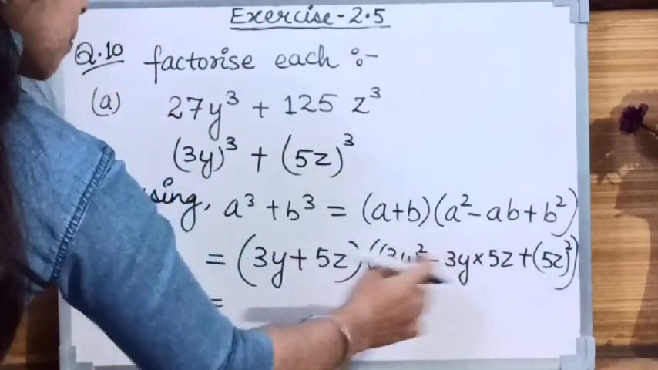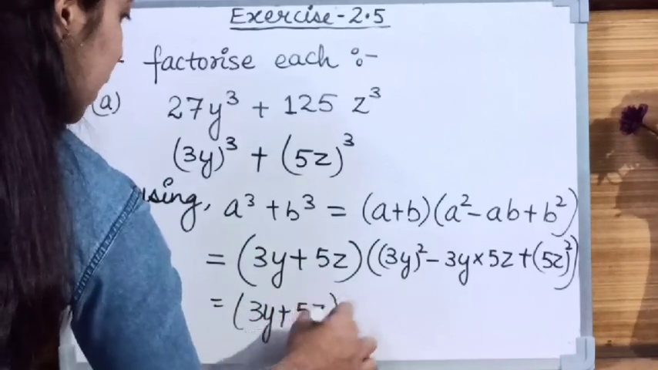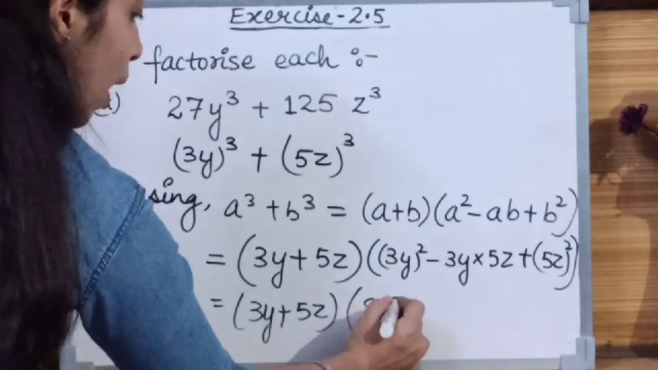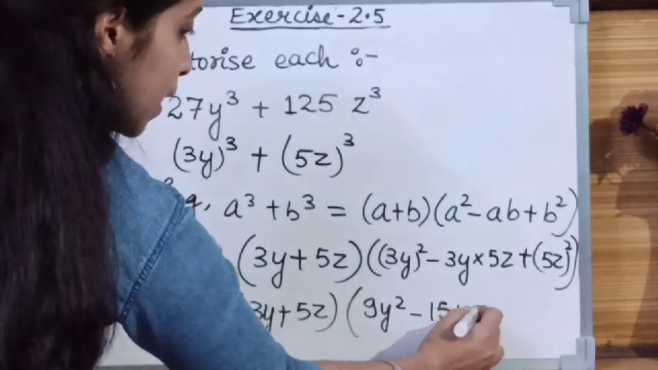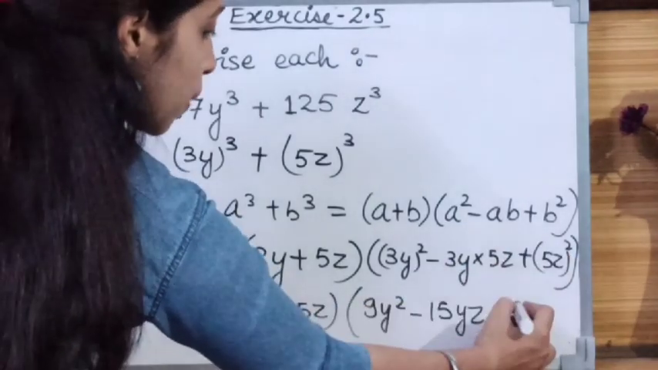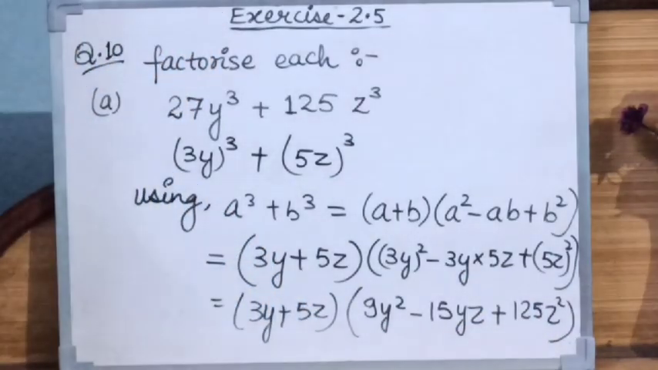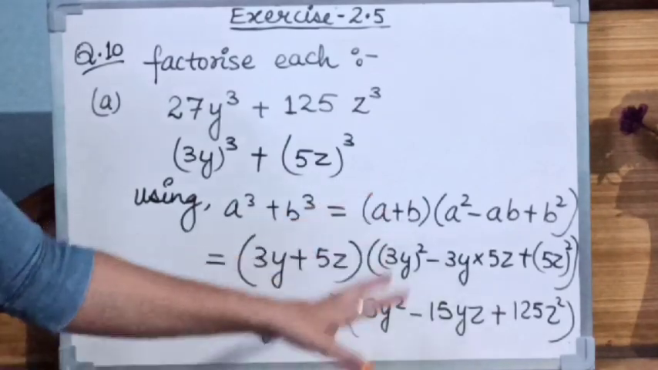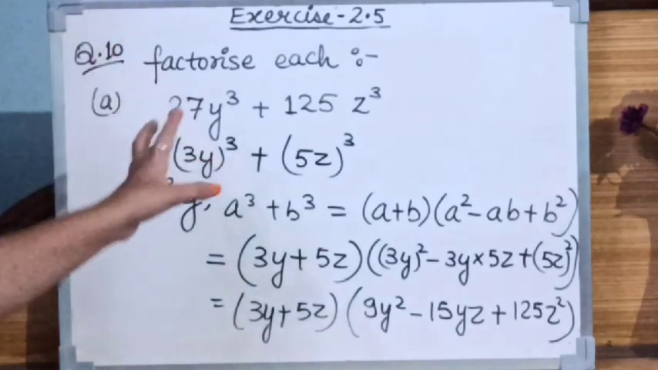Again we have to solve this bracket. So in the first bracket we have the same value 3y plus 5z, and in this bracket 3y whole square will be 9y square minus 3 times 5, that is 15yz, plus 5 square is 25z square. So this will be our answer. And in a similar way you have to use the identity a cube minus b cube, which is equal to a minus b, and then a square plus ab plus b square in our part b.